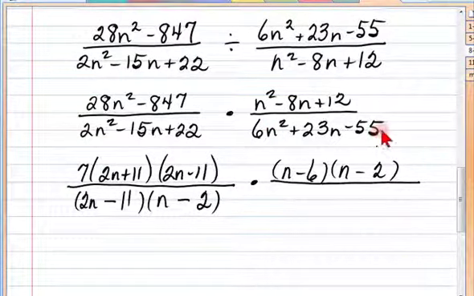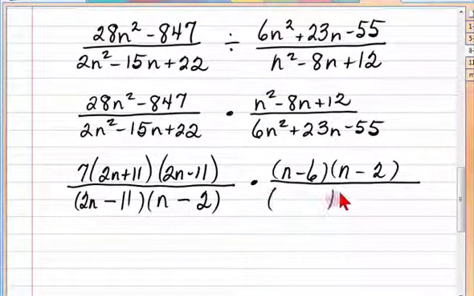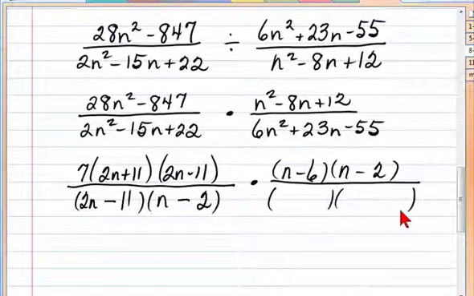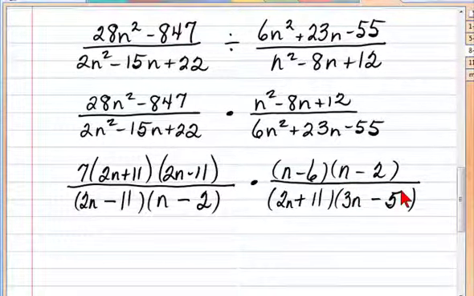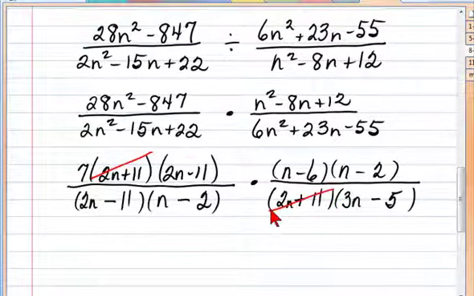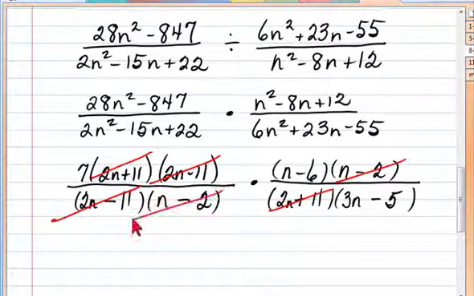This denominator, there are quite a few possibilities, and I am going to save us a little time. We know that the last sign is negative, so I need 1 plus and 1 minus, and I will get 2n plus 11 and 3n minus 5. There were probably quite a few possibilities there. So, we have all of this. Do you see some common factors? Yes. I see a 2n plus 11 and a 2n plus 11. 2n minus 11, 2n minus 11. n minus 2, n minus 2.